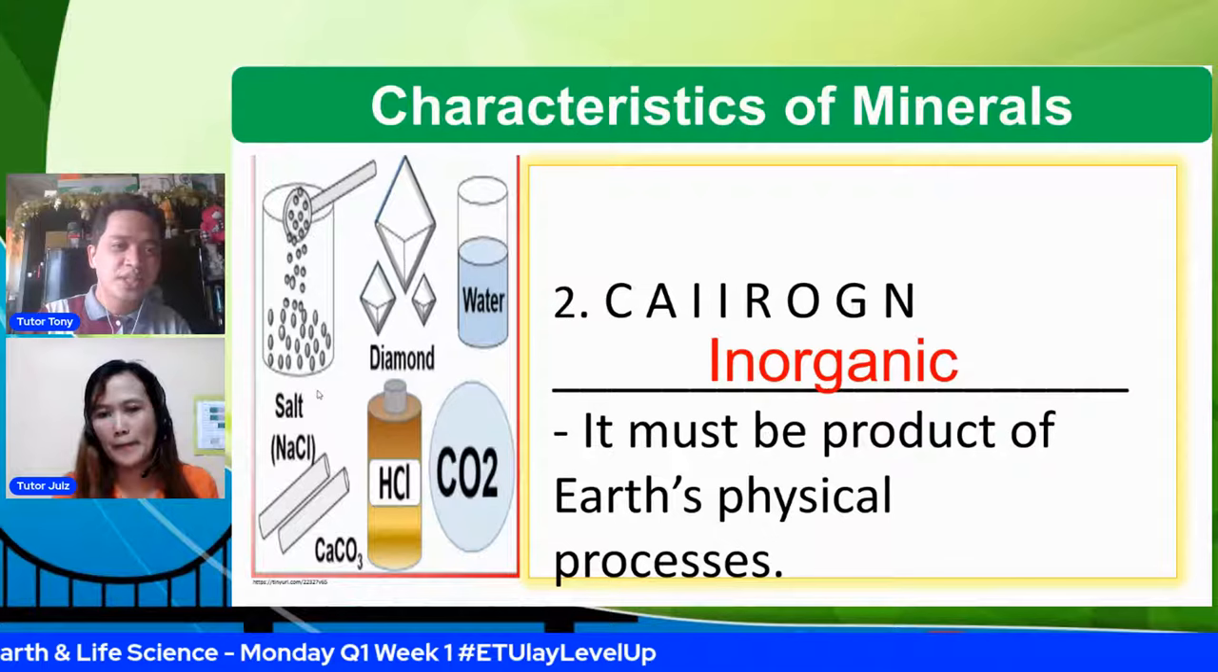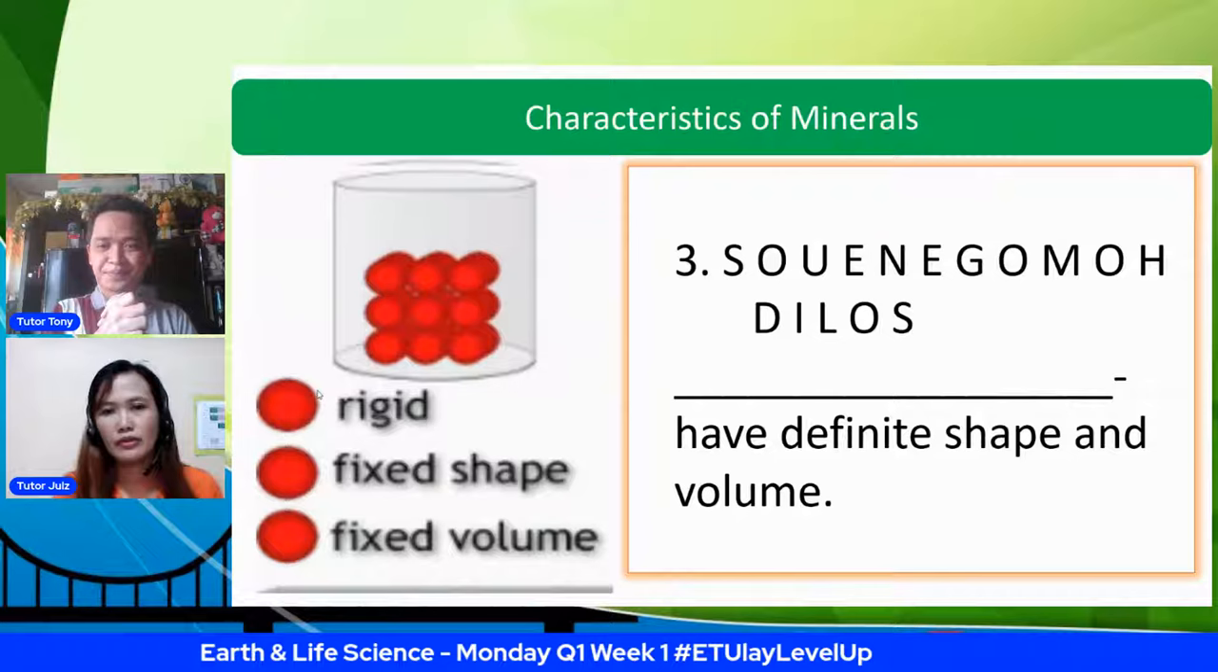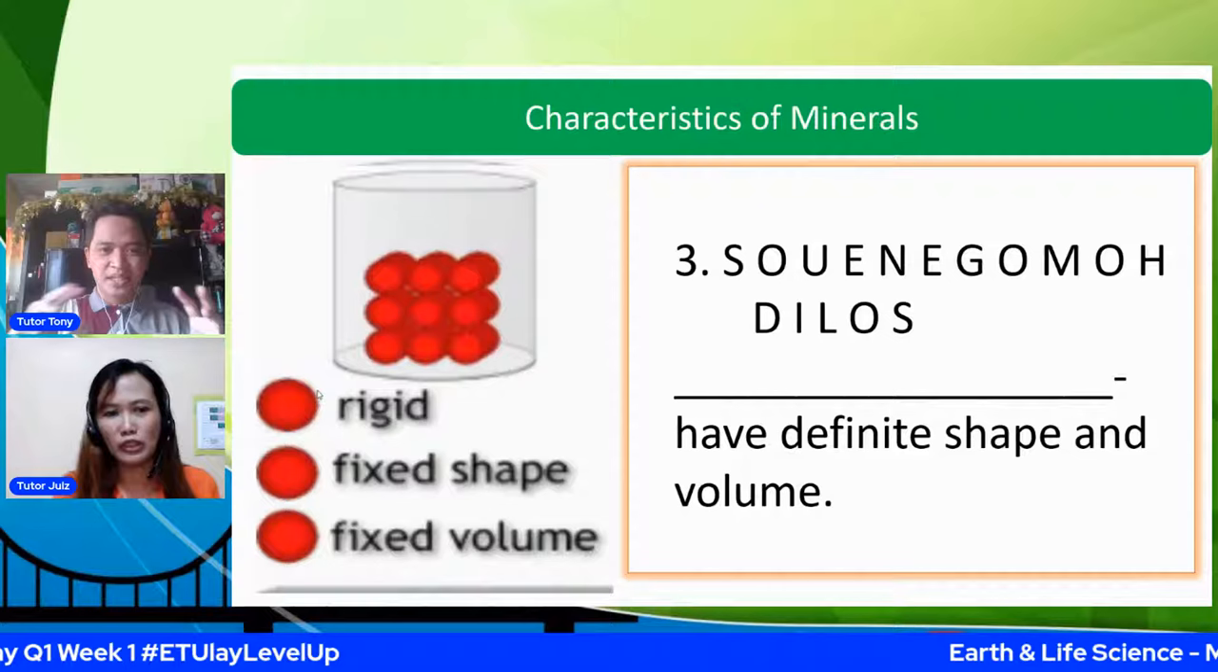I think meron tayong third word, ma'am. Yeah, nice try din, Jeanette Balubar, she said organic. Actually, we have five. So, number 3, have a definite shape and volume. Ayan, sa chemistry natin before. Yes, what do you call?